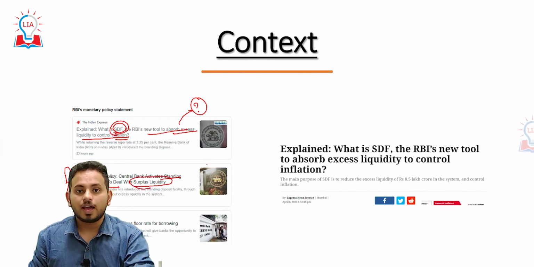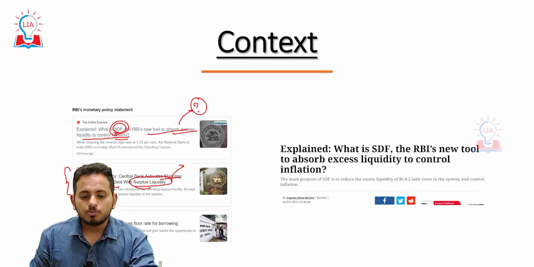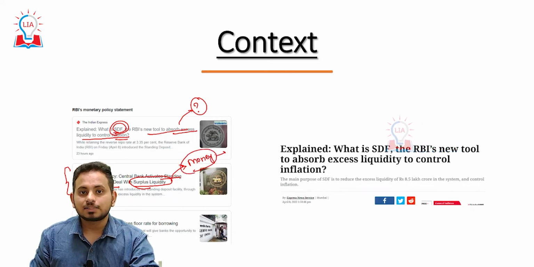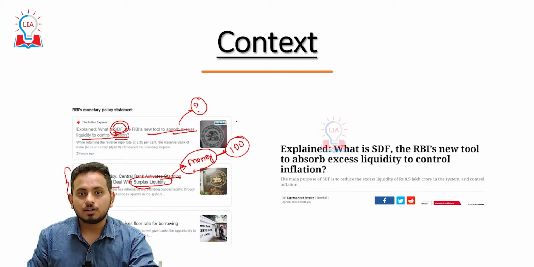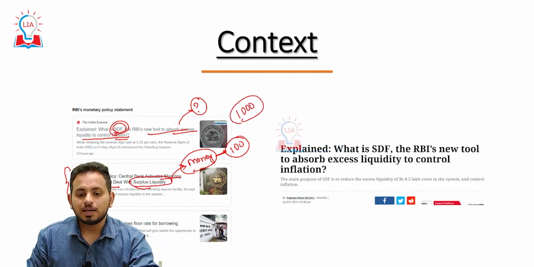So everywhere you find the term excess liquidity in the market. What do you mean by liquidity? Liquidity is nothing but the money in the hands of people. Just understand, liquidity means money with people. Suppose if you have 100 rupees, then the liquidity is 100. The same way if you have 1000 rupees, imagine the liquidity would be 1000.